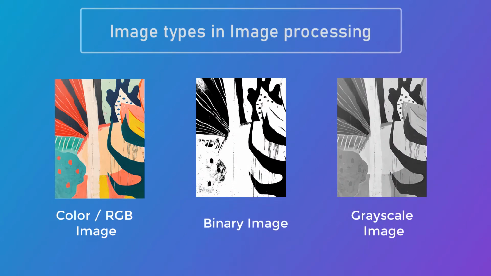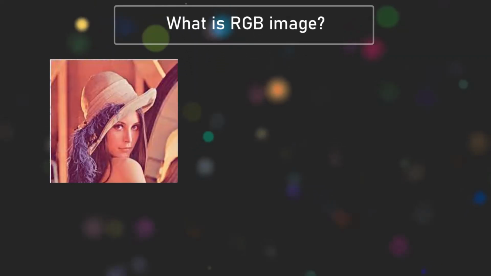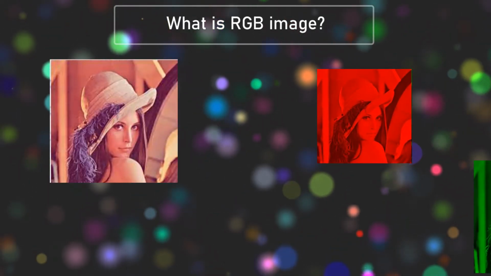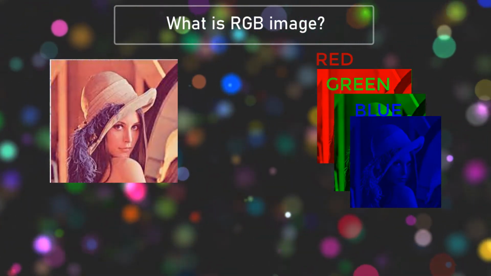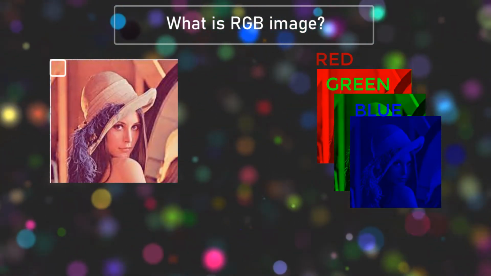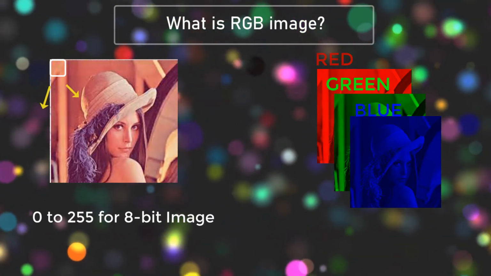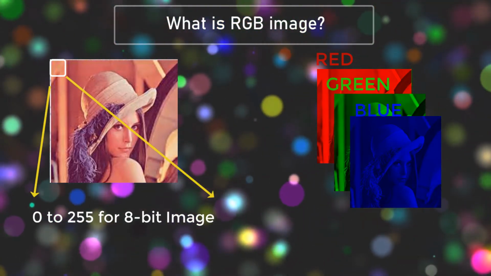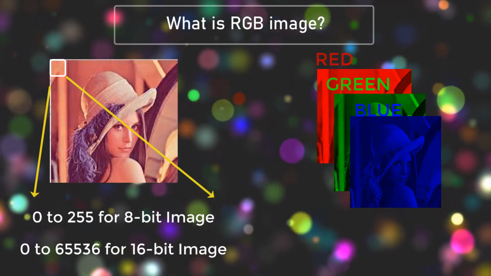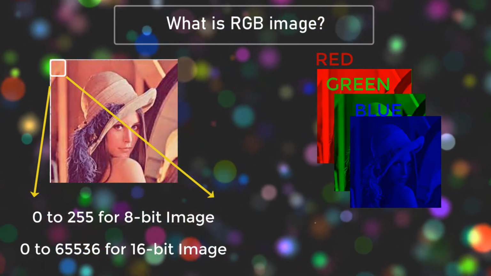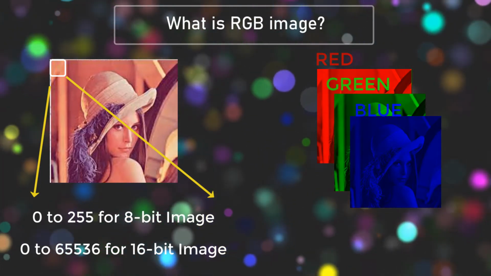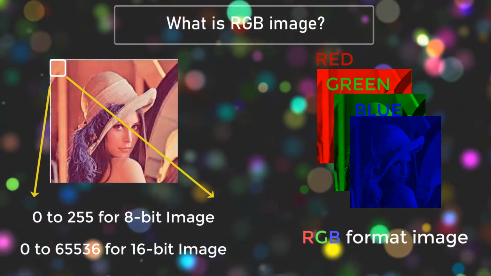So let's first understand what is RGB image. RGB image is a combination of three images, each representing different color stacked together in a specific order, with each pixel having intensity value ranging from 0 to 255 for 8-bit image and 0 to 65,536 for 16-bit image. In most of the cases, image captured by the cameras are in RGB format.